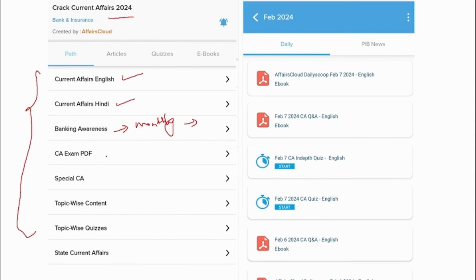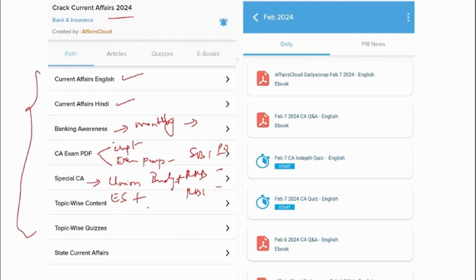And Current Affairs Exam PDF will have two categories. One is that most important news of that particular month will be uploaded in this Current Affairs Exam PDF. And also Exam Perspective PDF will also be uploaded. And next is Special CA. This will contain Union Budget, Economic Survey, and also the most important events that had taken place globally as well as nationally.